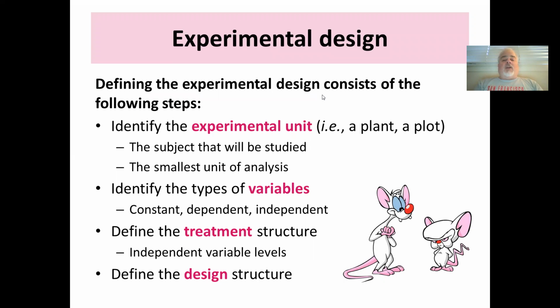Defining the experimental design consists of the following steps. First, you have to identify the experimental unit. It could be an individual plant. It could be an individual plot or group of plants. It could be an entire block if it's a huge experiment. But those are the subjects that will be studied. What are you going to do?